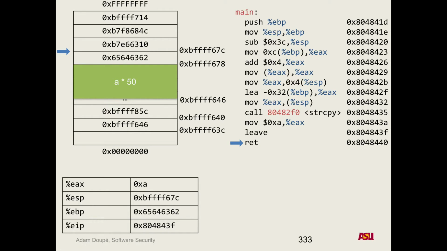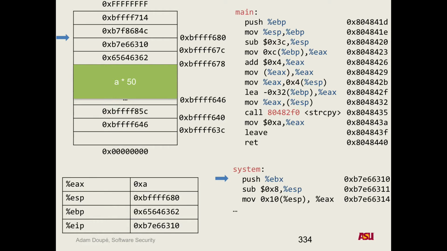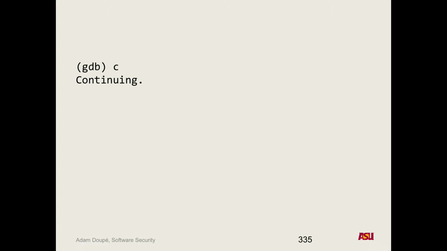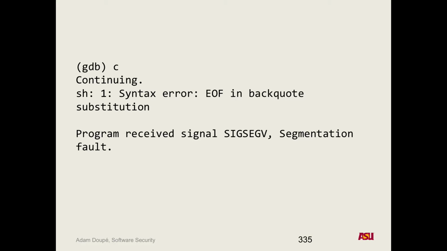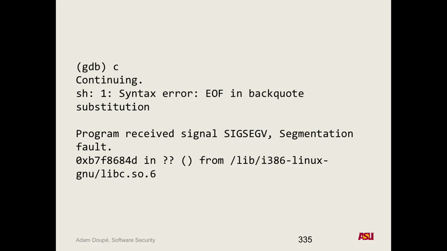And where are we going to return to? The address of system. So system has a bunch of bytes, right? It's going to start executing. It's going to push EBP, and we're just going to go. And if we continue, it's going to tell us that there's a syntax error, there's an end of file and back quote substitution, and then it's going to say that it received a segmentation fault here at B7F8684D.